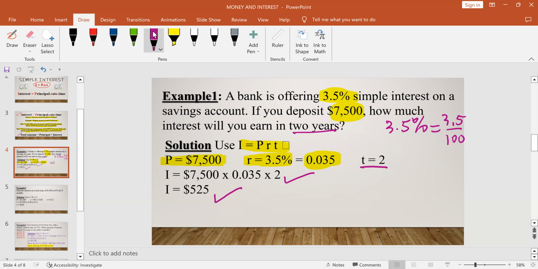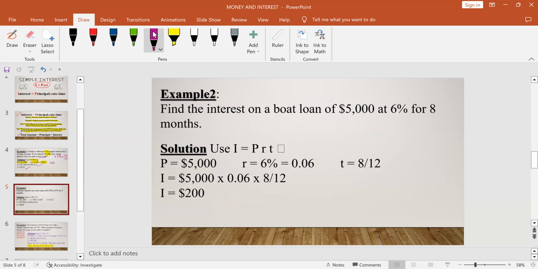Okay, let's see another example. Example 2. Find the interest on a boat loan of 5,000 at 6% for 8 months.